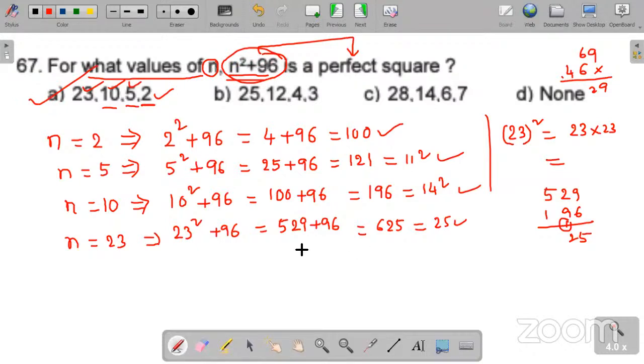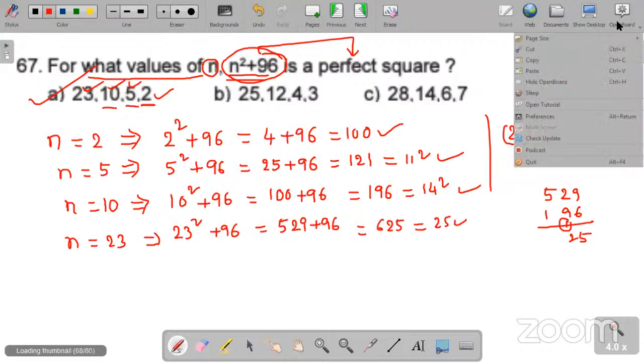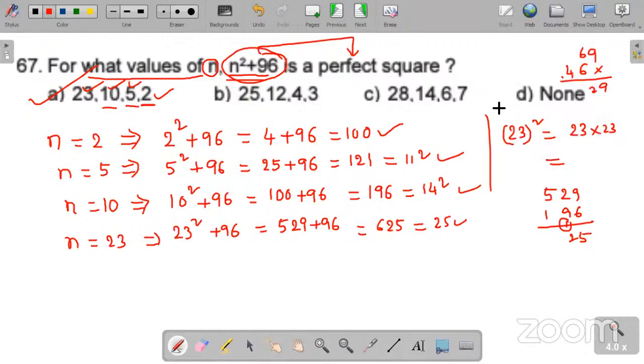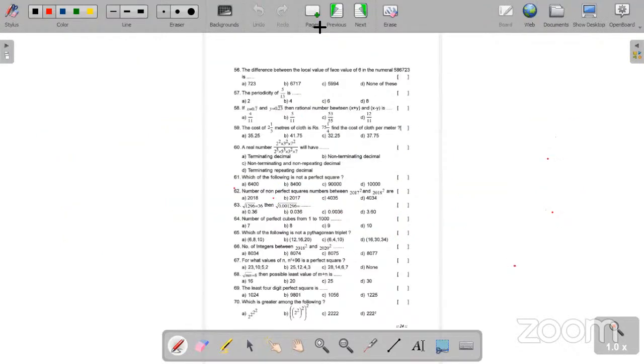Did you get it now? You need to check. Yes, A is the right answer. So let us move to one more interesting problem now.